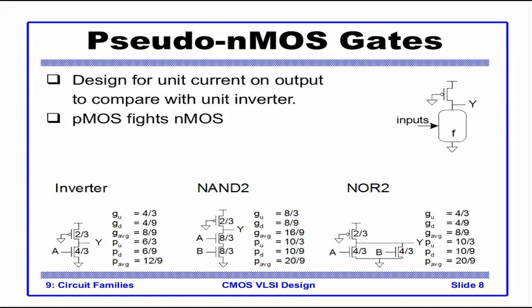So for the GU, A sees the input cap to be 4 by 3. So GU remains 4 by 3, that is 4 by 3 divided by 1 of the inverter. The GU remains 4 by 3. PU: Y will see the cap of PMOS on and NMOS 4 by 3. So it's 2 by 3 plus 4 by 3, which is 6 by 3.